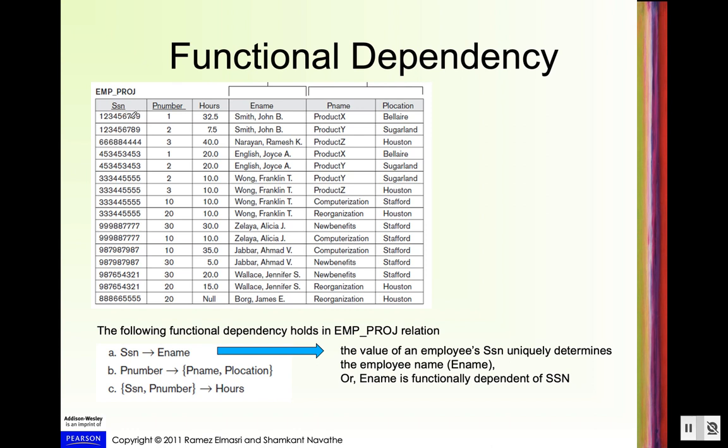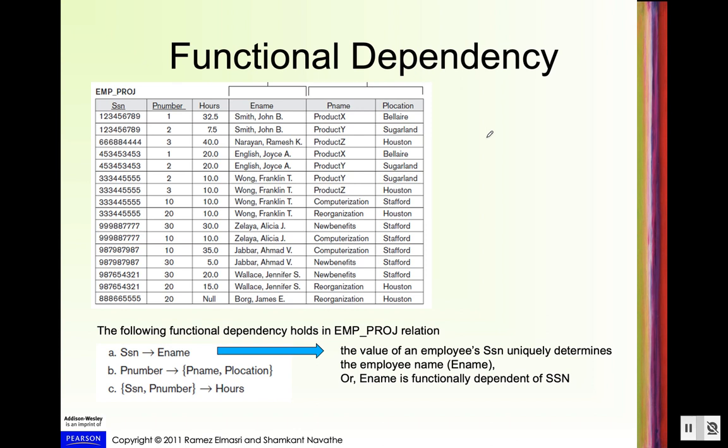So a functional dependency is like a constraint that tells us that a specific attribute value determines the value of another attribute. In this example, SSN will determine the attribute value of employee name. The value of the employee's SSN uniquely determines the employee name, or ename is functionally dependent on SSN.